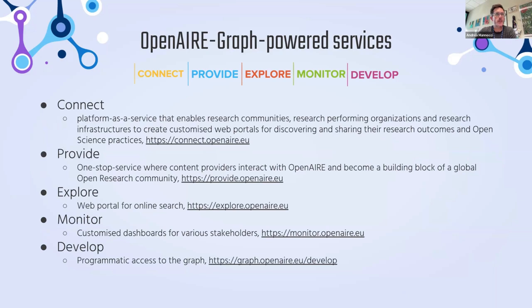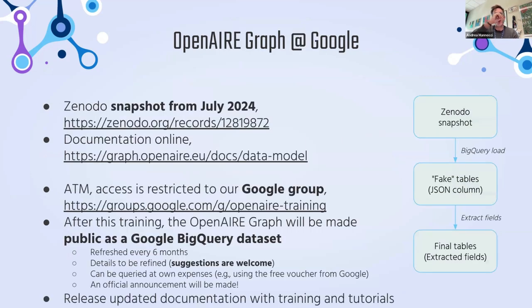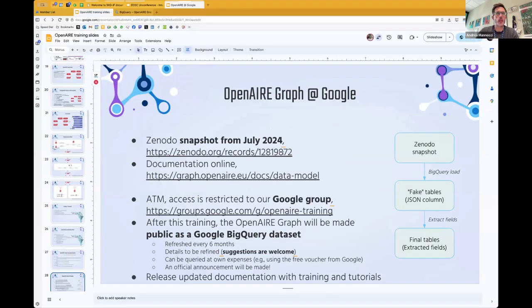Connect is a dashboard, a one-stop shop for research communities. Provide is for whoever wants to join OpenAIRE and provide content. Explore is the public web portal for everybody. Monitor is a dashboard that shows stats and pre-cooked indicators and metrics for various stakeholders. And Develop is the service that provides access to the more tech-savvy people who want to do things through the APIs.